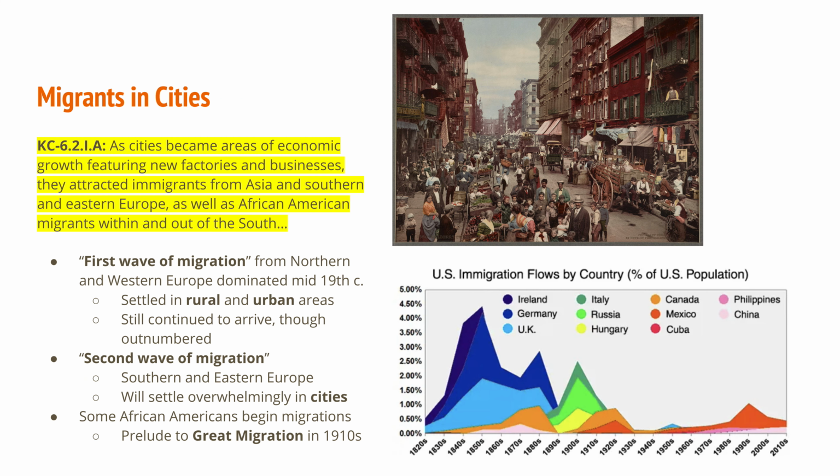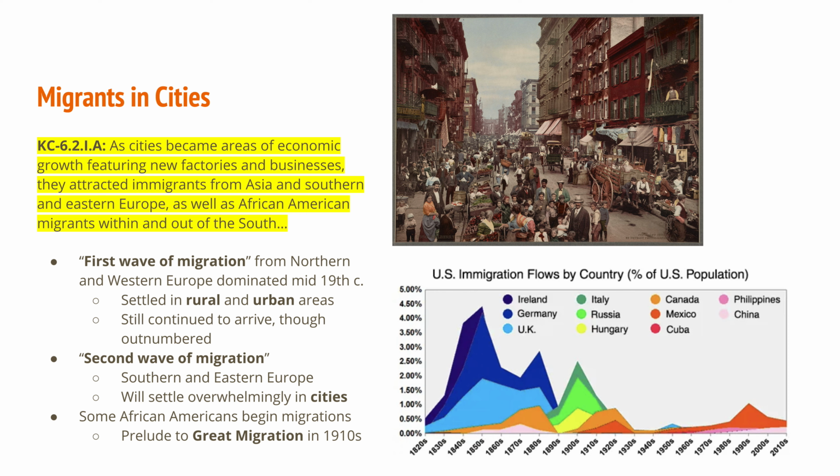So, migrants in the cities. As cities became areas of economic growth featuring new factories and businesses, they attracted immigrants from Asia and Southern and Eastern Europe, as well as African American migrants within and out of the South. So here's the big distinction with immigration in this period. This is what we call the second wave of migration.